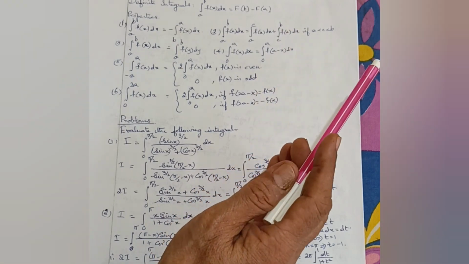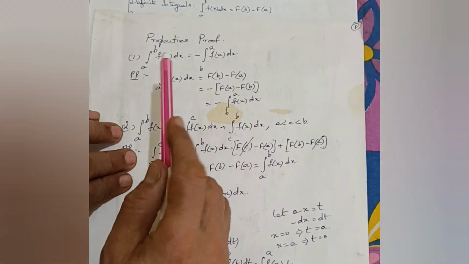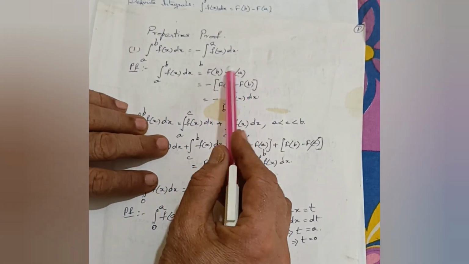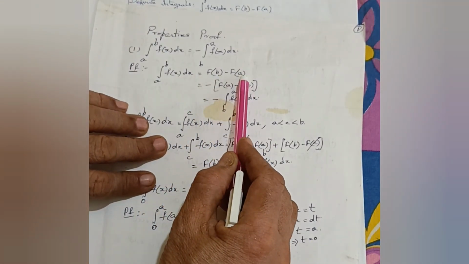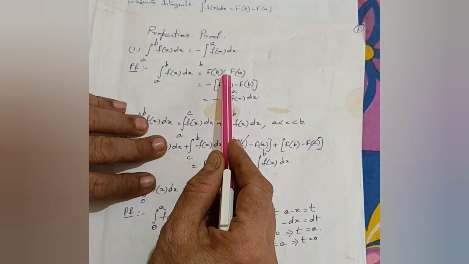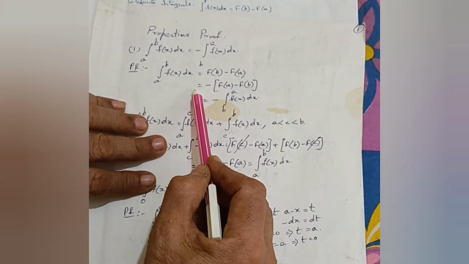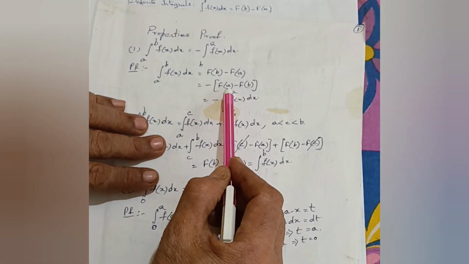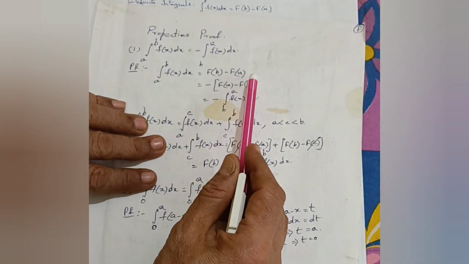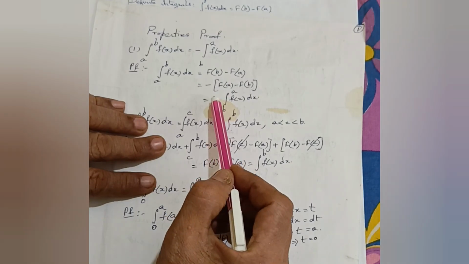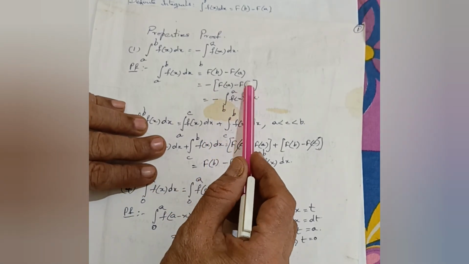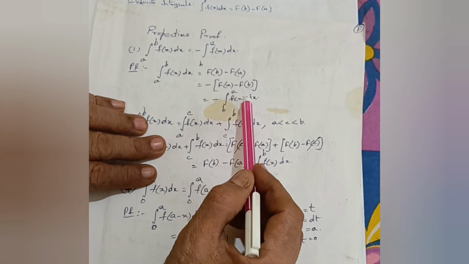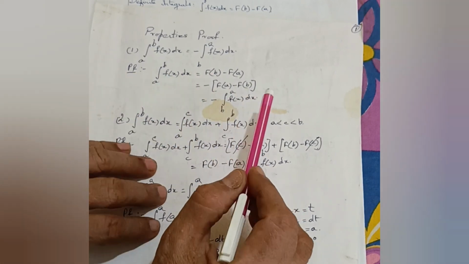If you want to prove this property, we just go in for the proof. So integral a to b f of x dx by definition is capital F of b minus capital F of a, which can be rewritten, with a minus sign taken out, as minus of, in brackets, capital F of a minus capital F of b, close brackets. Now this minus is kept outside. Now F of a minus F of b can be rewritten in the integral form as integral b to a f of x dx, and that proves the property.